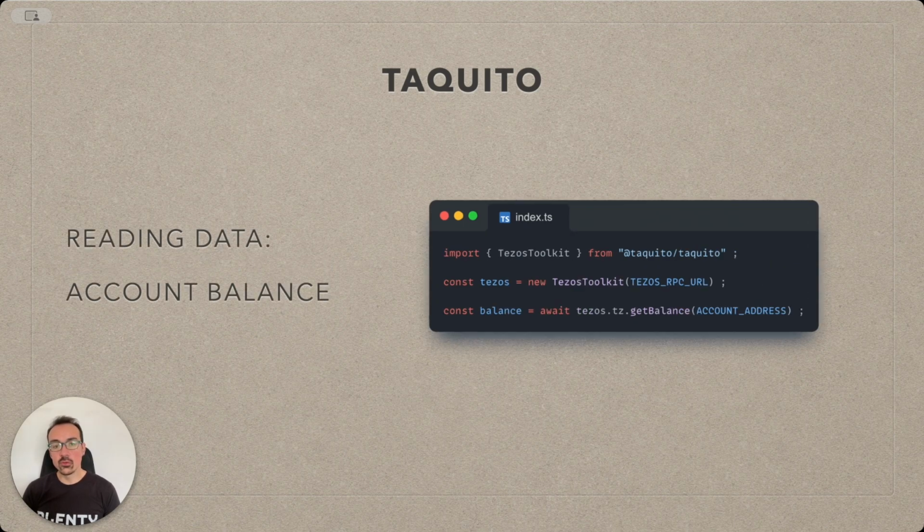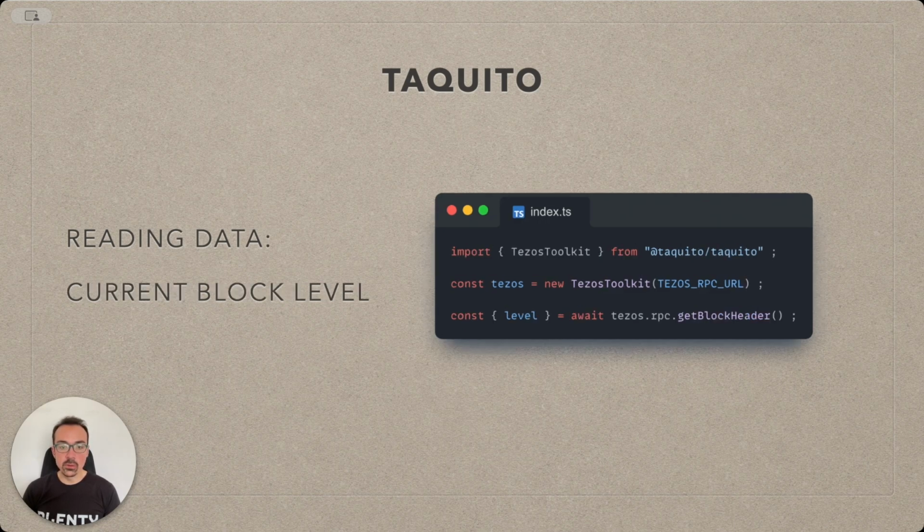Here is an example about reading data on Tezos. For example, if you want to get the balance of an account, it's also 2 lines of code. You connect to the Tezos RPC node, and then it's a very simple function call where you pass the address of the user whose balance you want to get. You can also read metadata from the Tezos blockchain. Here, for example, you can get the current block level. It's also 2 lines of code, and you get a JSON blob with a lot of values that you can use later. So Taquito helps you with that kind of thing.